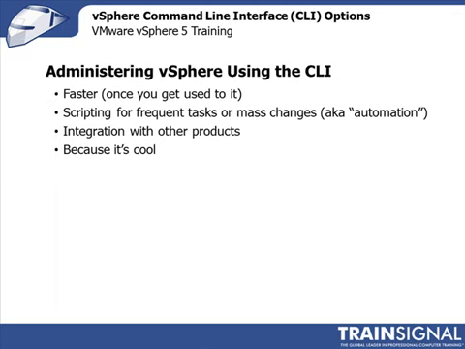Also, scripting for frequent tasks or mass changes, also known as automation, can save you a huge amount of time. For example, if you had, say, 200 servers to edit the configuration on and make some change, you don't want to do that in the GUI 200 times. You want to write a script to make it faster and easier.